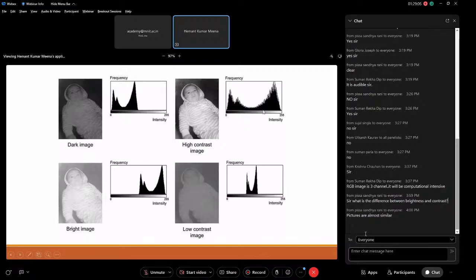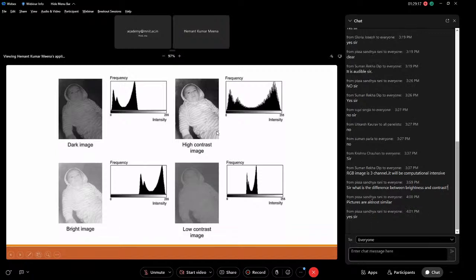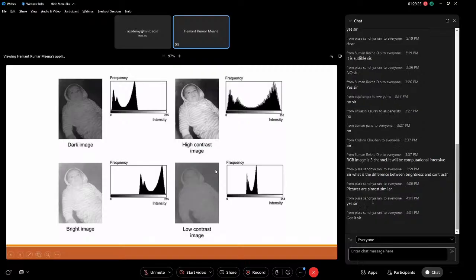High contrast means high widespread. Low contrast means low widespread. Is it understood, Sandhu? The pictures are, see, don't see the picture, but see the histogram. So this is the contrast.